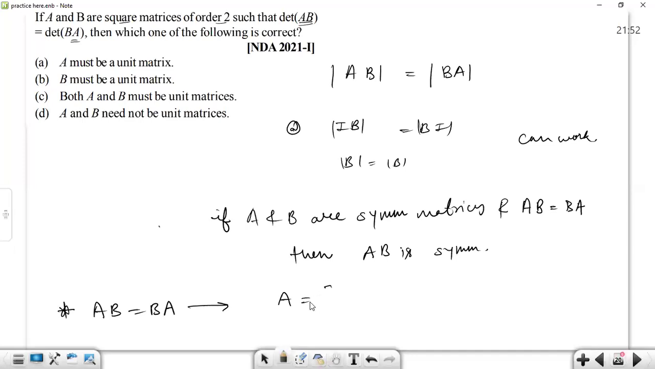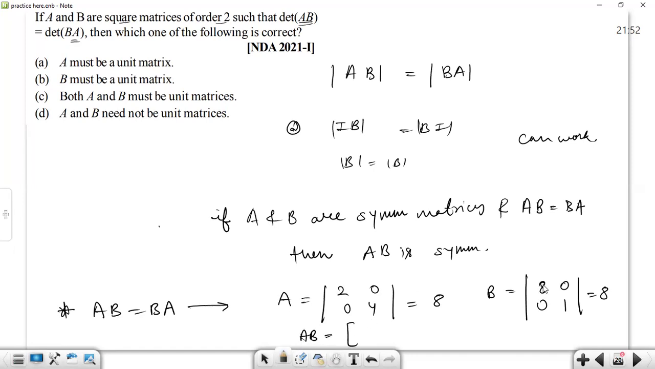Let's say A matrix is 2, 4, 0, 0. Its determinant is 8. B matrix is 8, 0, 1, 0. Now its determinant is 8 also. Now see one thing. Okay, let's now find out AB. 2 into 8, 16 plus 0, 16. 2 into 0, 0. 0 into 1, 0. 0 into 8 plus 4 into 0, 0. 0 into 0 plus 4 into 1, 4. AB is this.